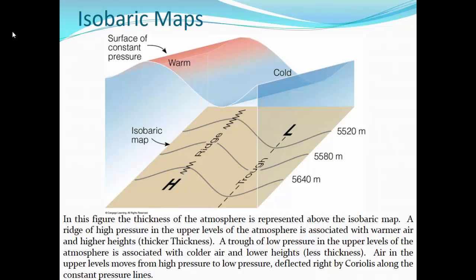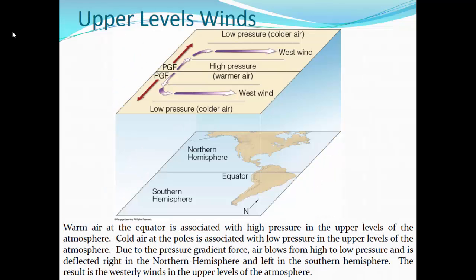And those constant pressure lines, 5,640 meters, 5,580 meters, 5,520 meters, those are heights above ground level in meters, and those constant pressure lines are height lines or thickness lines. This is how the upper level winds blow.